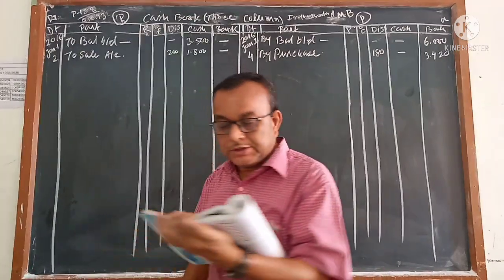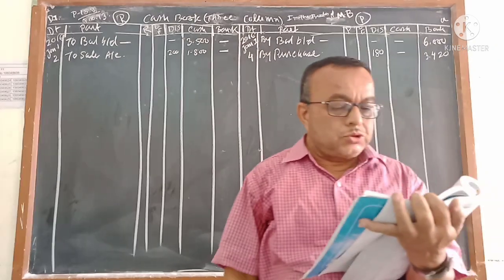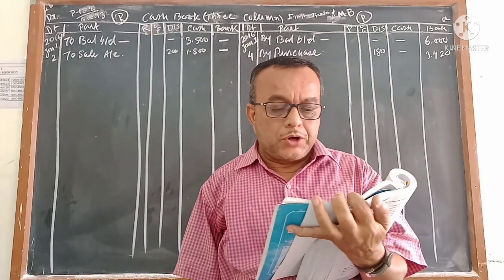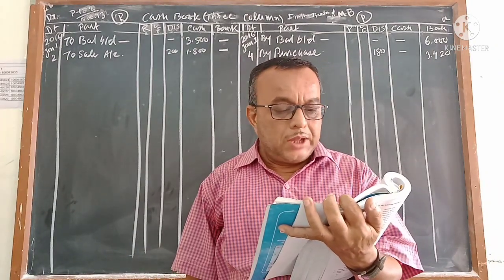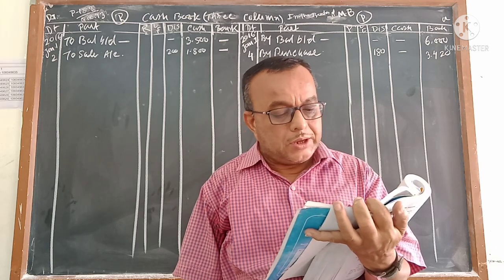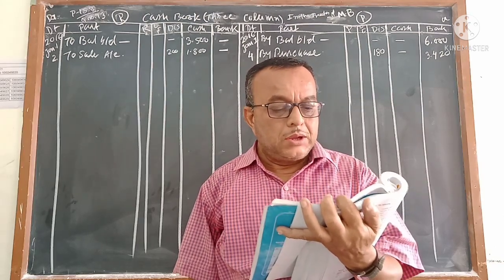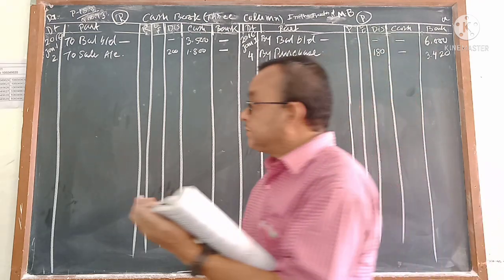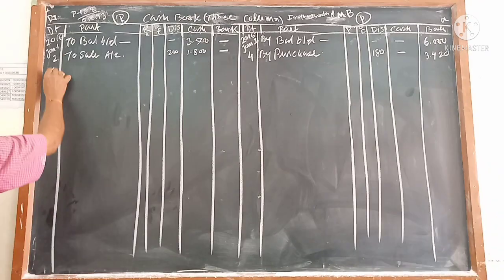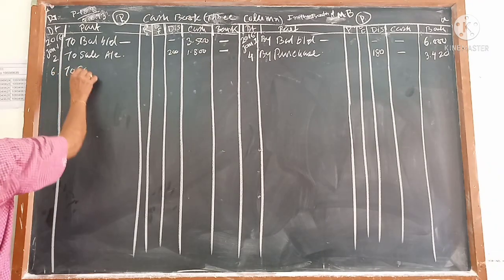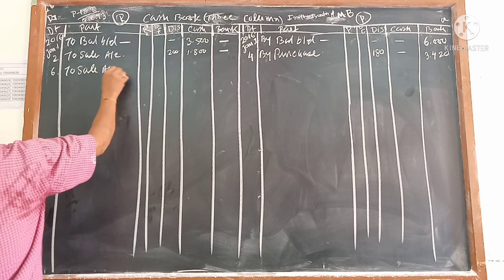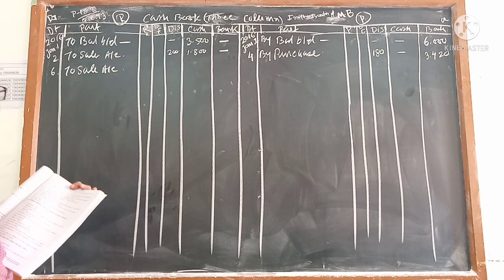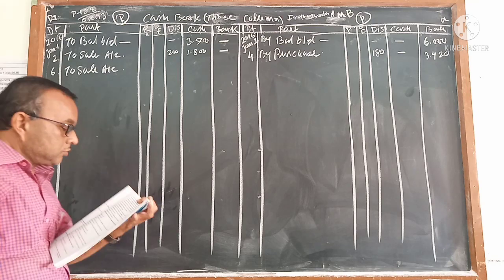Next, chapter 4, 6 is coming. Goods of rupees 7000 sold to Ami. Ami paid 40% amount by cash, and the remaining amount is paid by check. Check is deposited into the bank. Goods of rupees 7000. How much amount is that? That is 7000.